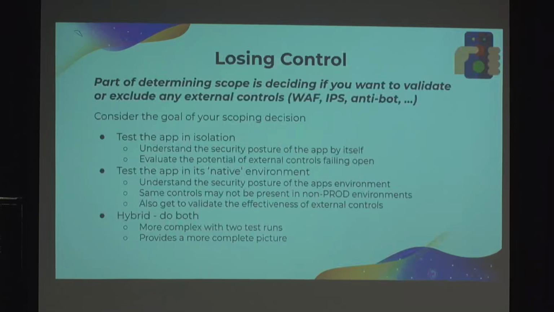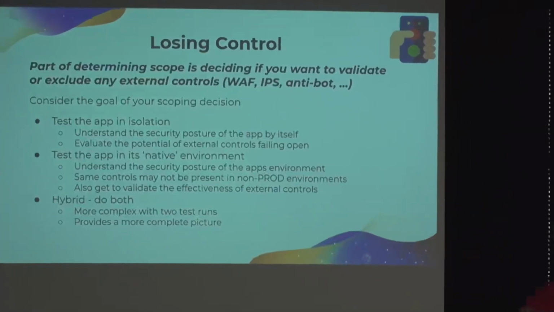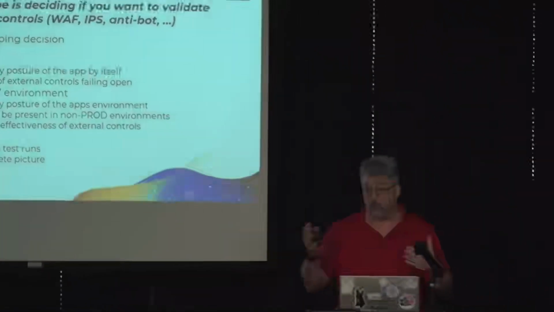And then losing control, a little bit of a clickbaity slide title. It's not really about losing control, but you have to determine what you want to do about those intermediate controls that aren't necessarily in the app, right? You're testing an app, let's say that's your scope. Well, if you have a WAF and an IPS and a bunch of other intermediary devices between the public internet and that app, is that in scope or not?